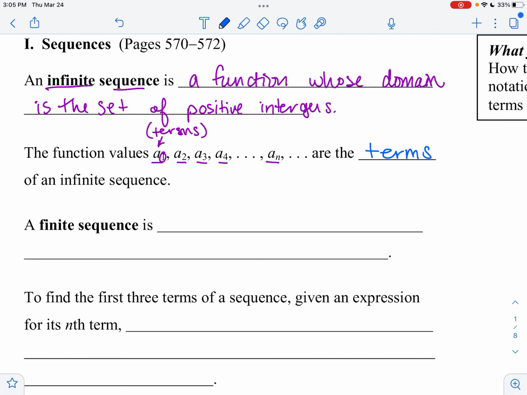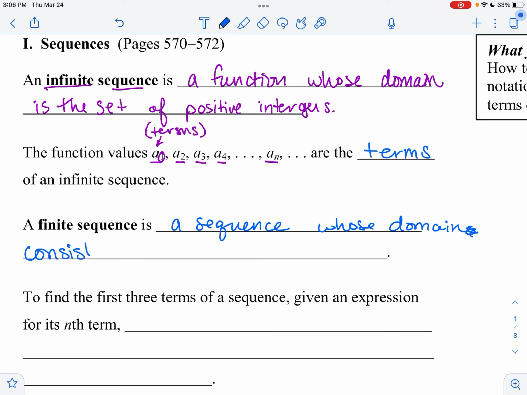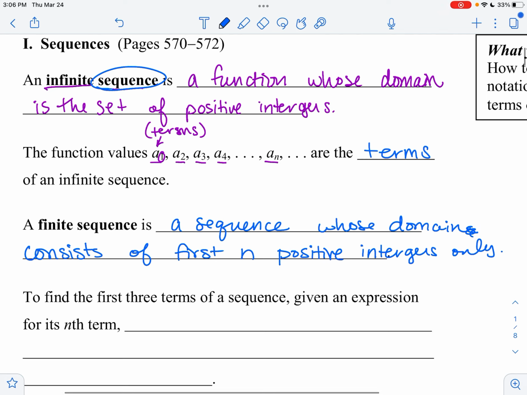A finite sequence is a sequence whose domain consists of the first n positive integers, where n is just some specific number where it ends. So if n is 100, it's the first 100, whereas a sequence is forever. It goes to infinity.